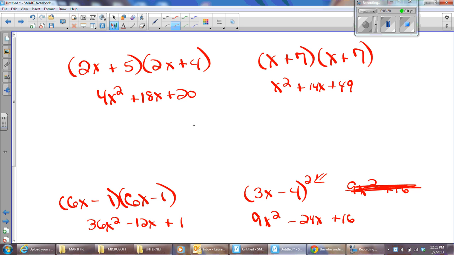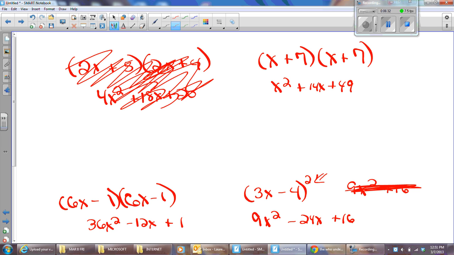Okay, now we're not going to look at this one here. I wrote down the wrong quantity. That's okay. I did FOIL it correctly, but it's not going to help me for what I'm doing.